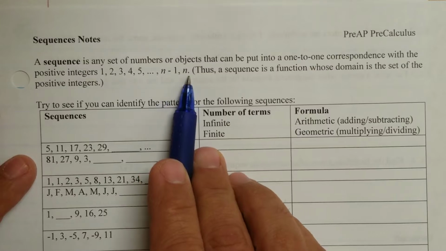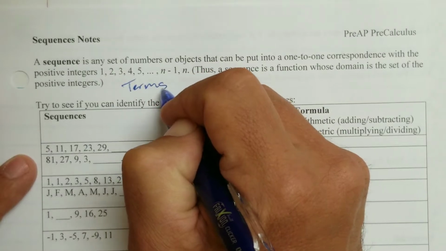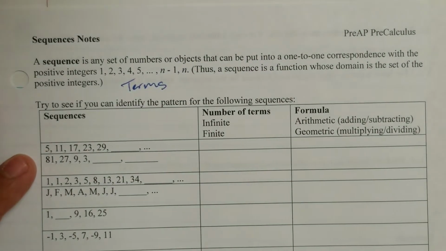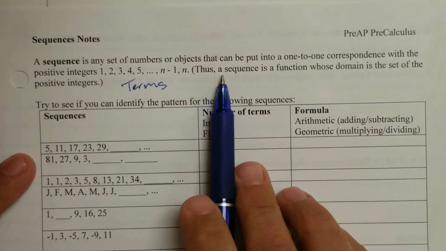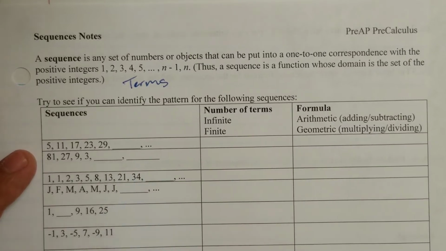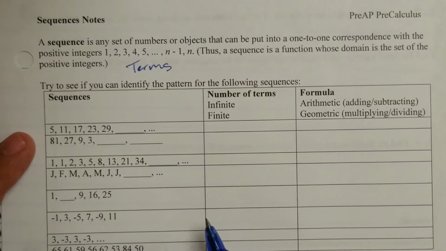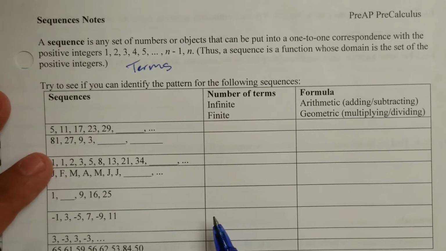n minus 1, n. These are your terms. That's what these are. And this will just continue counting using positive integers. So it says, thus a sequence is a function whose domain is the set of the positive integers. Okay. If you'd like to have the substitute, pause it right now, and you can try to fill these in if you want to try to recognize the patterns. I'm going to go ahead and go through them now.